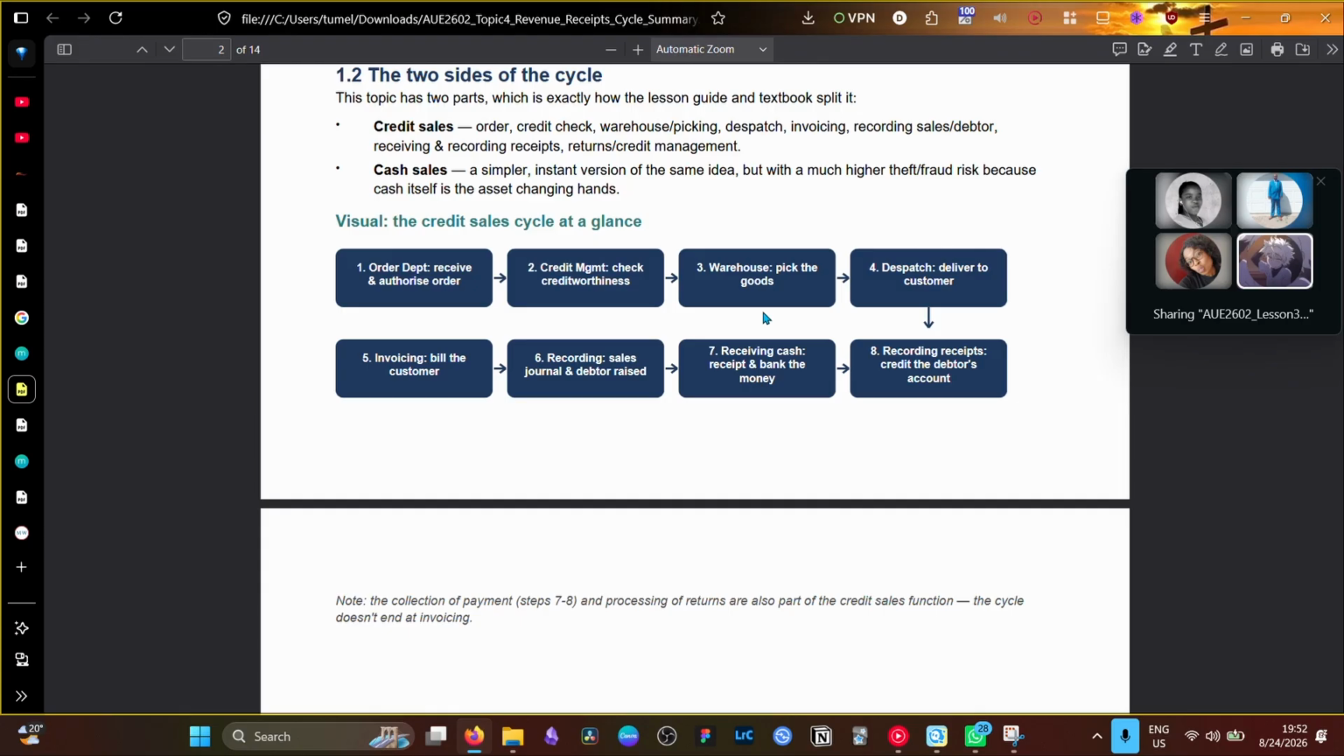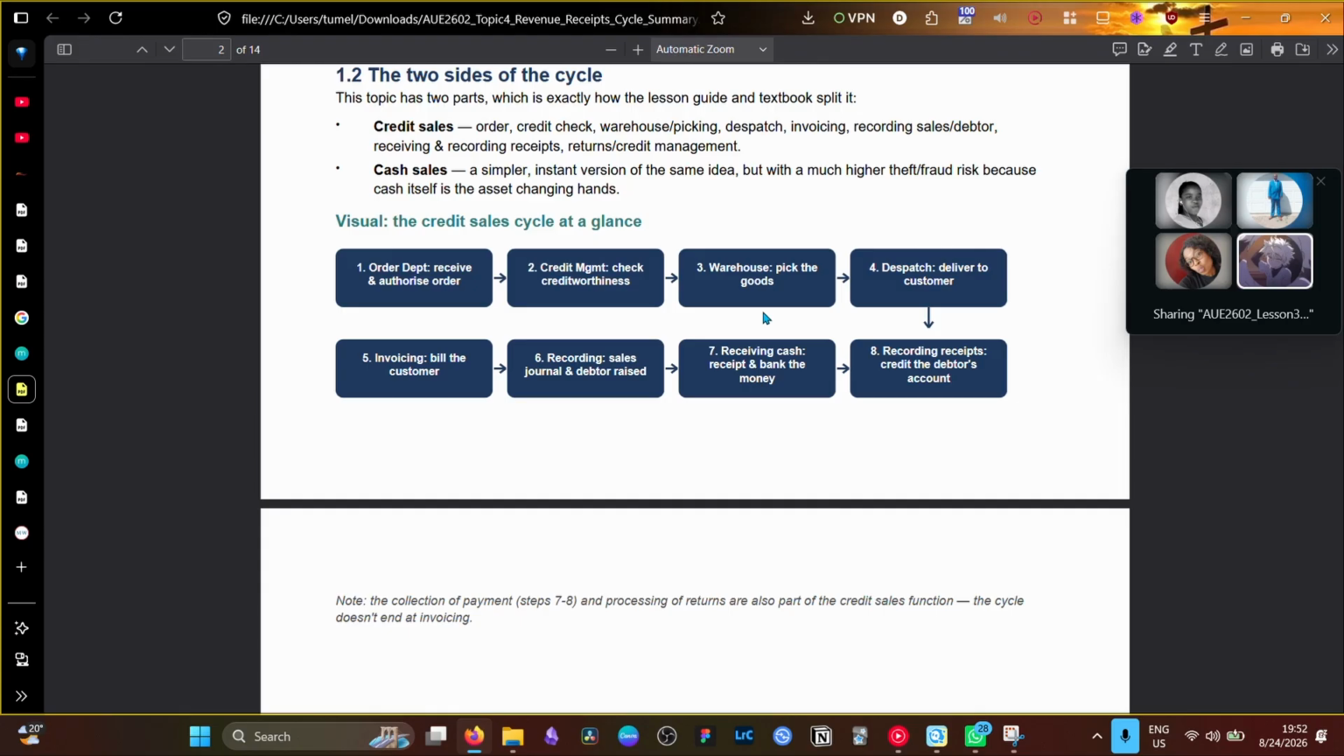And then we have recording receipts. This is where we credit the debtor's account. And then 7, receiving cash, receipts and bank the money. Recording sales journal and debtor raised.